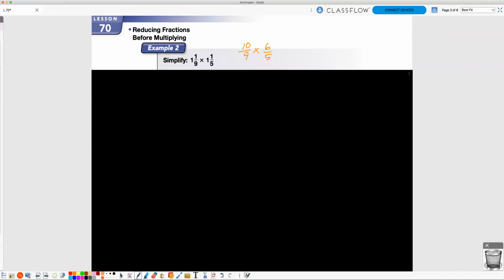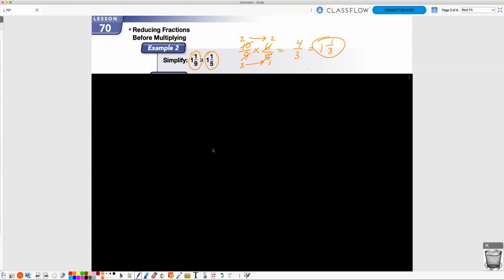Now I need to look at what I can cancel in this one. It looks like 10 divided by 5 is 2, and 5 divided by 5 is 1. 6 divided by 3 is 2, and 9 divided by 3 is 3. So I can now multiply straight across. 2 times 2 is 4, and 3 times 1 is 3. This would be 4/3. The answer needs to be written as a mixed number because both of these factors were mixed numbers in the first place. That'd be 1 and 1/3 is the final answer.